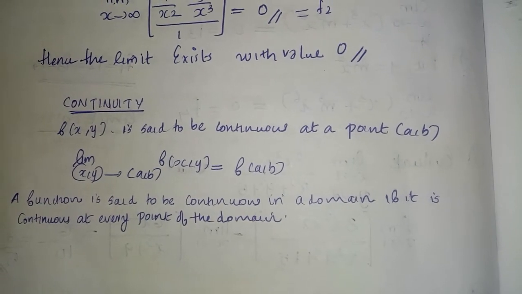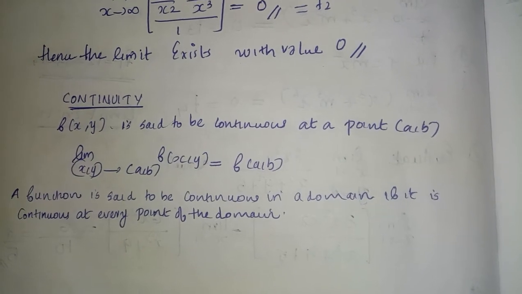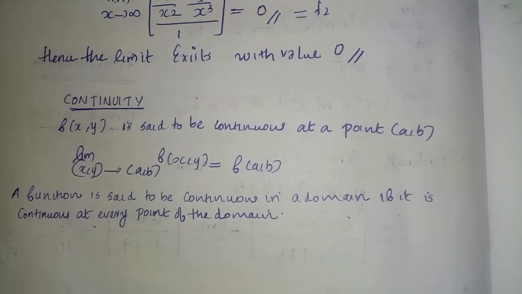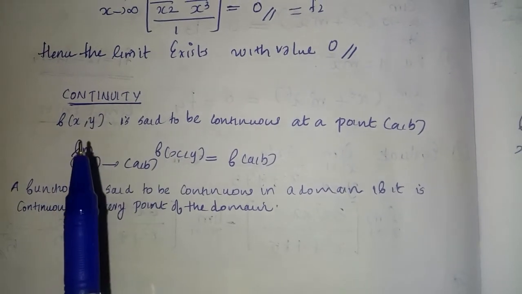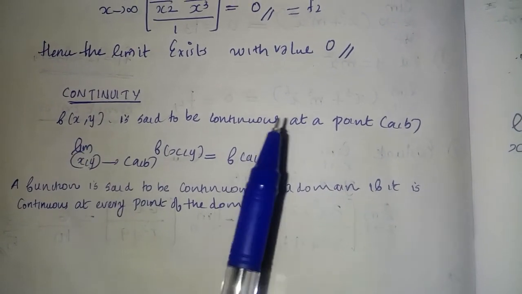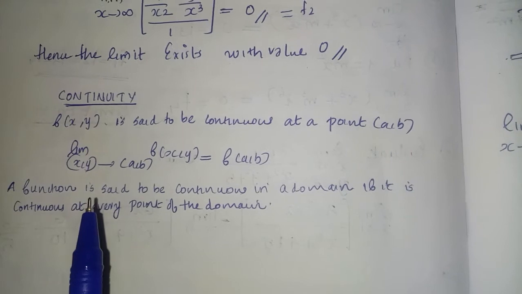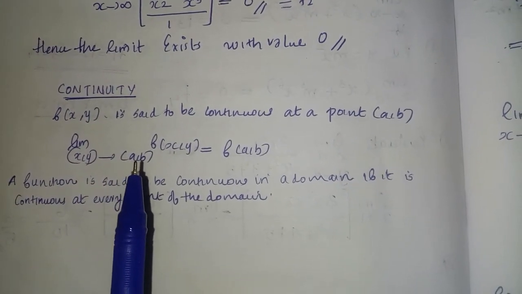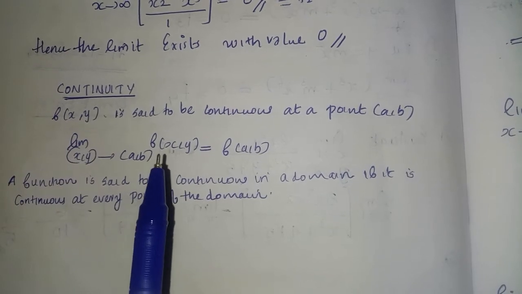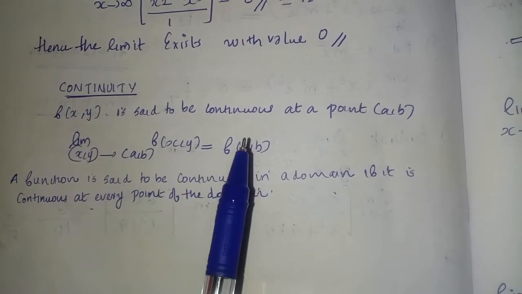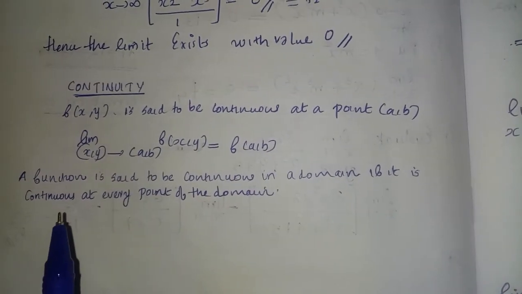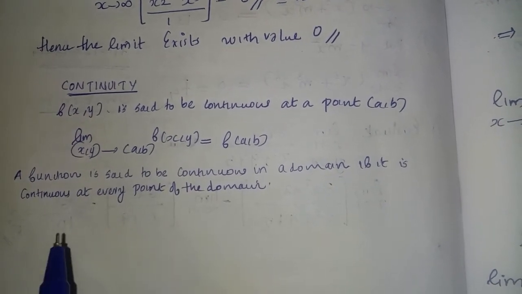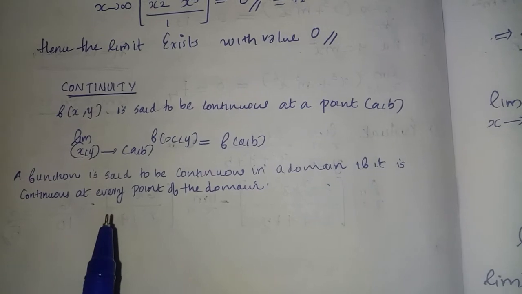Advanced Engineering Mathematics by H.K. Das. Here we are discussing continuity and partial derivatives. For continuity, a function f(x,y) is said to be continuous at a point (a,b) if the limit as (x,y) tends to (a,b) of f(x,y) equals f(a,b). A function is said to be continuous in a domain if it is continuous at every point of its domain.